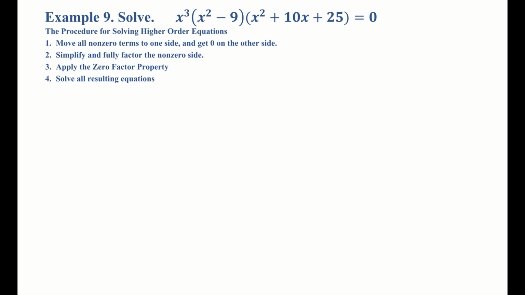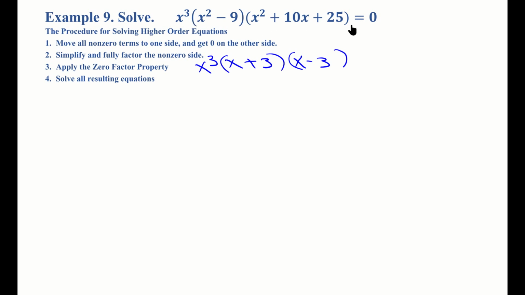All right, so welcome back. Notice that the x cubed, there's not much we can do with, but we can factor x squared minus 9, right? That's a difference of squares. That's going to factor as x plus 3 times x minus 3.